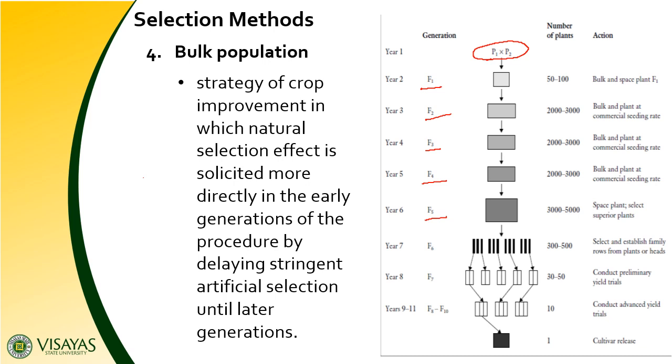It was selected out. Okay. And then in years 7, 8 and so on, you will do the artificial or stringent selection, based on the phenotype that the breeder wants. So you will do selection in the 7th year, in the 8th year you will do preliminary yield trials, and in the 9th to 11th year, you will do advanced yield trial. And then after this, in this bulk population, you will only release one cultivar. Okay. So that is for bulk population.